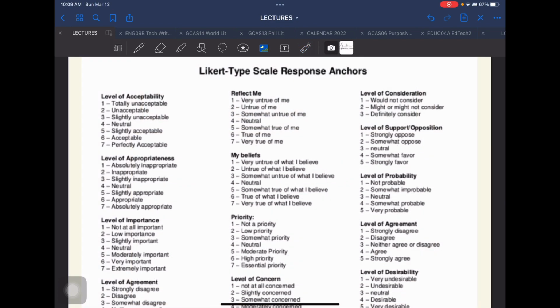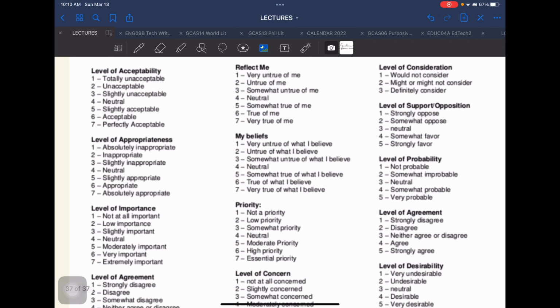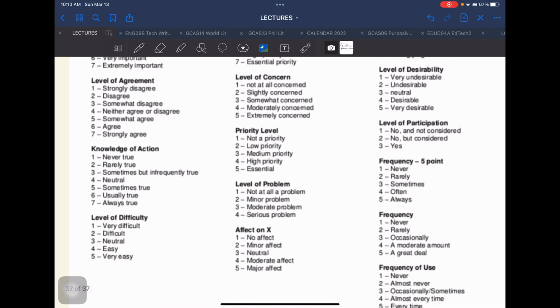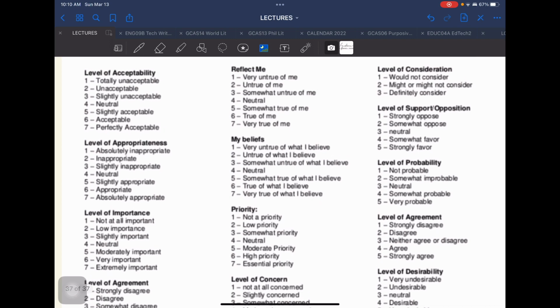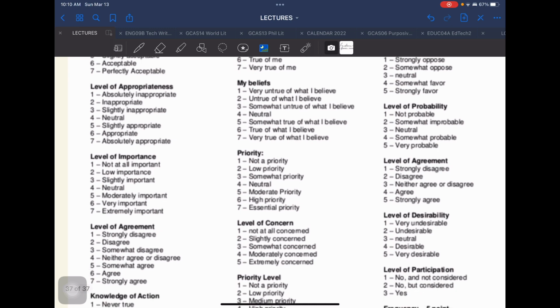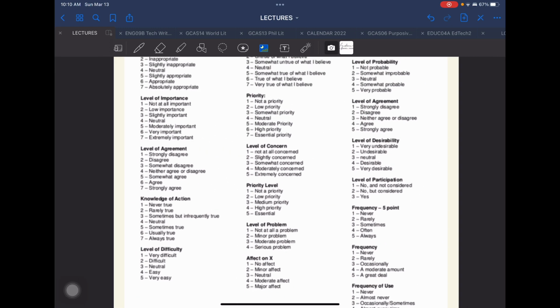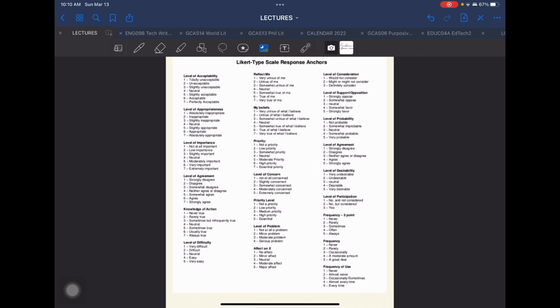Aside from the responses that we discussed earlier, other types of responses are already presented here in front of you. So we have level of acceptability, level of appropriateness, level of importance, level of agreement, level of action, level of difficulty, reflect me, very untrue of me, and so on. So this would be on the personal side of your research. And then regarding beliefs, regarding priority, regarding concern. There are really a lot of these scale response anchors that you can find online. I just presented this so you will have an idea of how many variations of Likert scale responses you can use that would appropriately fit the study or the research that you are conducting.